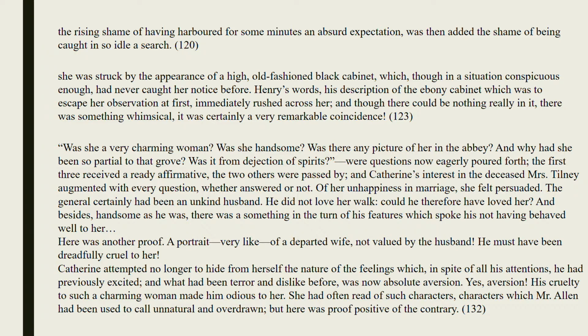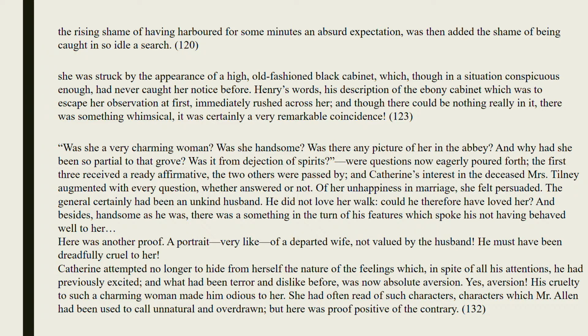Was she a very charming woman? Was she handsome? Was there any picture of her in the Abbey? And why had she been so partial to that grove? Was it from dejection of spirits? Were questions now eagerly poured forth? The first three received a steady affirmative. The two others were passed by, and Catherine's interest in the deceased Miss Tilney augmented with every question, whether answered or not. Of her unhappiness in marriage she felt persuaded.